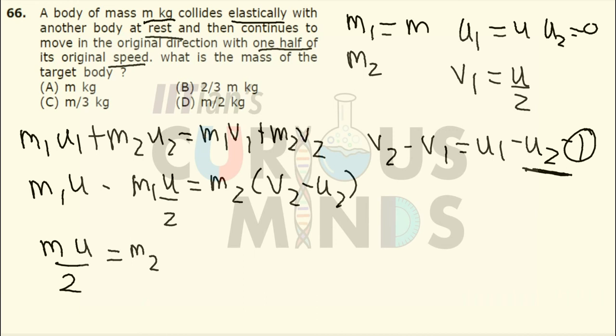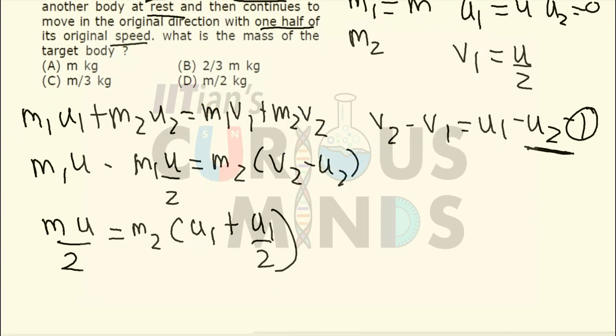So when u2 is equal to 0, v2 will simply be equal to u1 plus v1, and v1 over here is equal to u1 divided by 2.